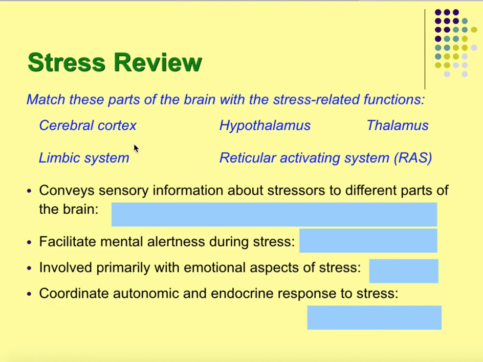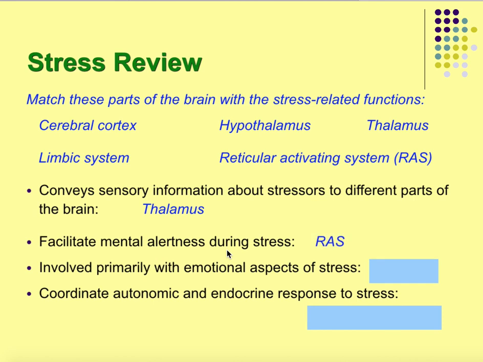All right, a little bit more review of the brain. Which area of the brain conveys sensory information about stressors to different parts of the brain? That would be your thalamus. So the thalamus is where most of your cortical spinal tracts will run, and it will then relay it to the correct part of the brain. Which part of the brain facilitates mental alertness during stress? That would be your RAS, your reticular activating system. This is going to alert you, arouse you. Which part of the brain is involved primarily with the emotional aspects of stress? Emotion is the limbic. And then finally, which one coordinates autonomic and endocrine response to stress? That would be the hypothalamus.